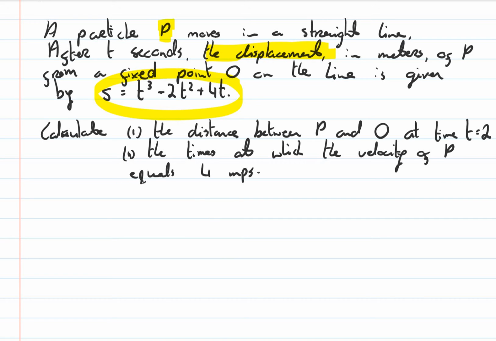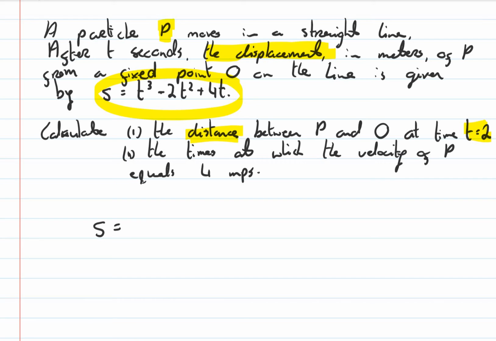Okay, so calculate the distance between P and O at the time being 2 seconds. So how far is it away? How far is P away from O at 2 seconds? Well, this formula here gives us the displacement or the distance between the two. So we don't have to differentiate anything, we just put 2 in for that. Put 2 in for T.